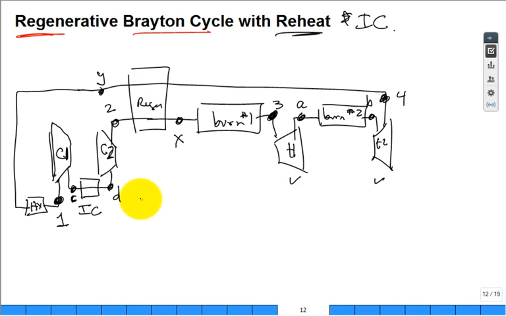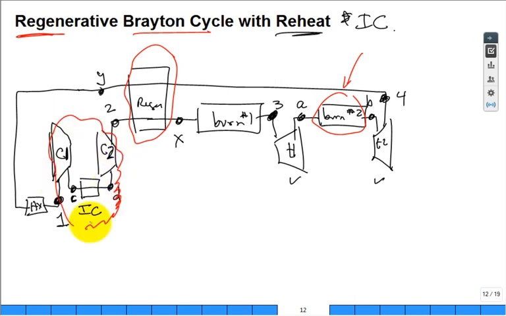All right. Let me back up. Why was this regenerator good? Bringing in heat at high temperature is good for performance. Why are you having a second burner, a reheat? Good for performance. Oh, okay, but why do they have an intercooler? Well, you're rejecting heat out of the cycle here, and that is at low temperature. You're rejecting it there.